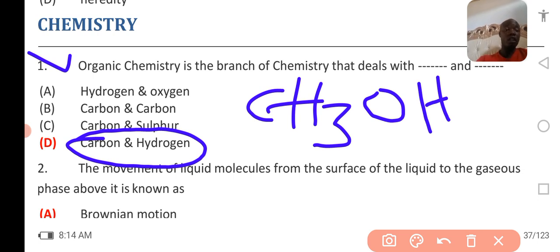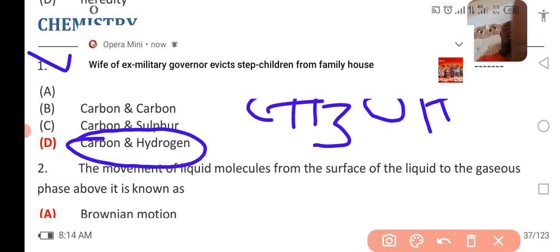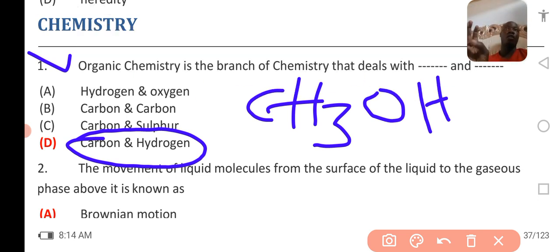Then we are now moving to the next question. And remember hydrocarbon, for those that did organic chemistry, although I'm going to provide a video tutorial on introduction to organic chemistry, and we are going to look at a lot of things. What I want to say here, remember hydrocarbons are divided into two. We have saturated and unsaturated. Saturated are those that have carbon to carbon single bonds, and unsaturated are those that have carbon to carbon double or triple bonds.